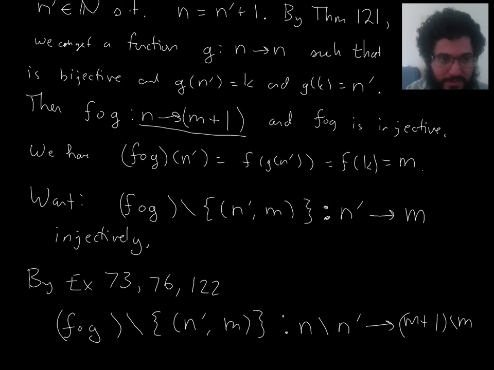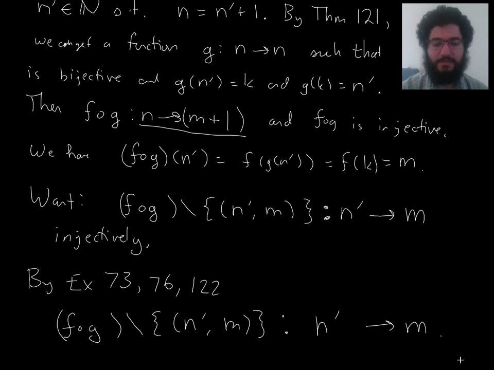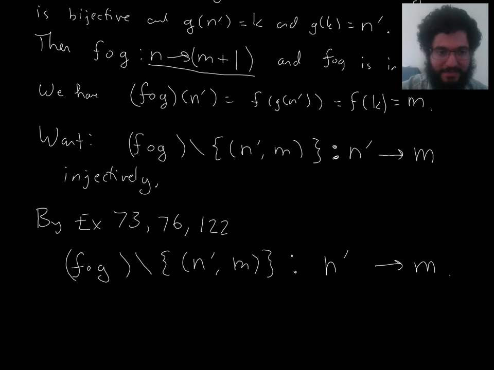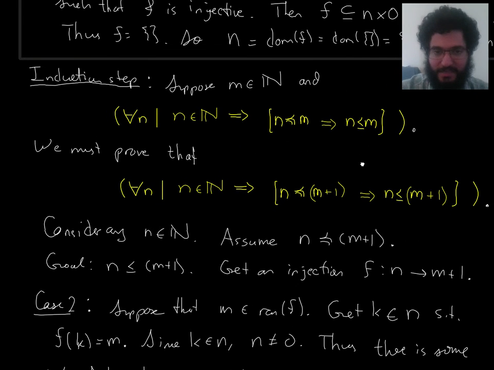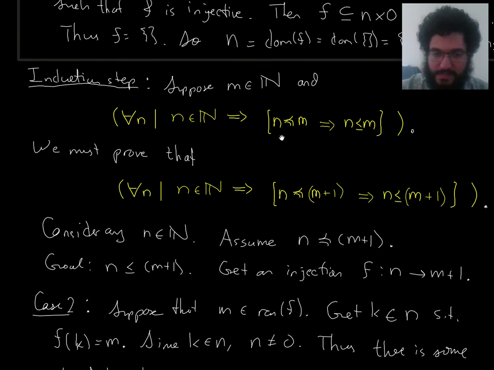122 is also being used, and that lets me write this as n prime and this as n. Finally. And it's injective. That was like exercise 76 or whatever. Okay, so finally, I can use the induction hypothesis. Finally. I can use this.